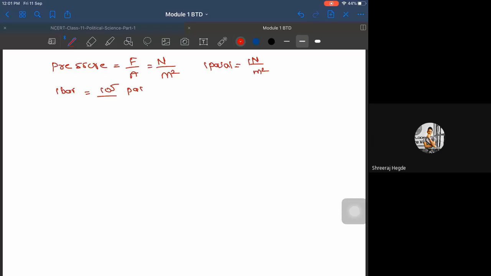What is the significance of 1 bar? Why only 10 power 5? Why can't it be 10 power 6 or 10 power 7, something other than that? What is the significance of this 10 power 5? Anyone? Atmospheric pressure. Exactly. So 1 bar is approximately equal to the atmospheric pressure, which is 1.013 into 10 to the power of 5 newtons per meter square or pascals. So that is why 1 bar is 10 to the power of 5 pascals. That's great. Any other units of pressure you know apart from bar?